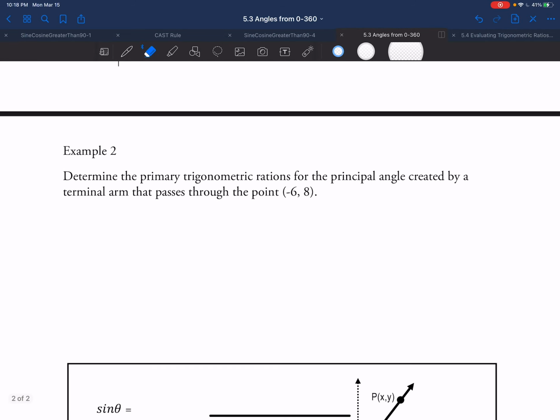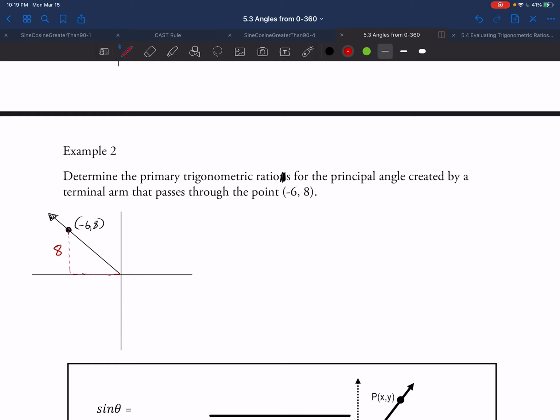So determine the primary trig ratios, not rations, for the principal angle created by a terminal arm that passes through the point -6, 8. Oops. Change colors too early. So this is our point here at -6, 8. So again, we get a right angle triangle where the vertical distance is 8 and the horizontal distance is -6. So we've got to figure out what r is now.